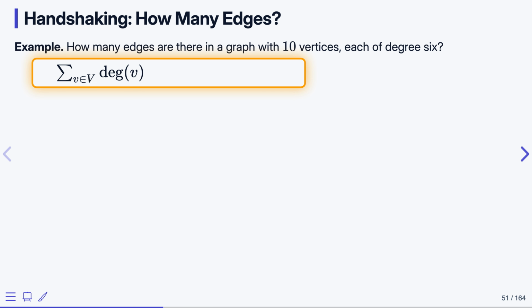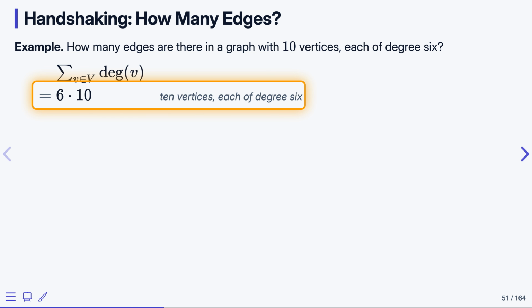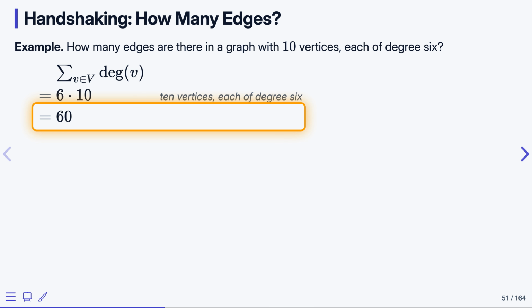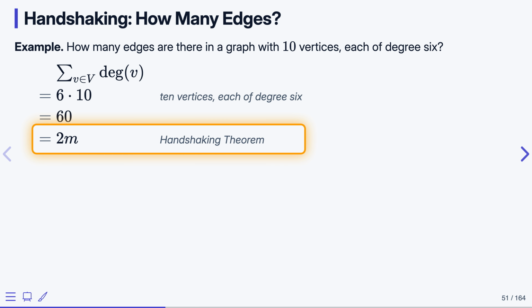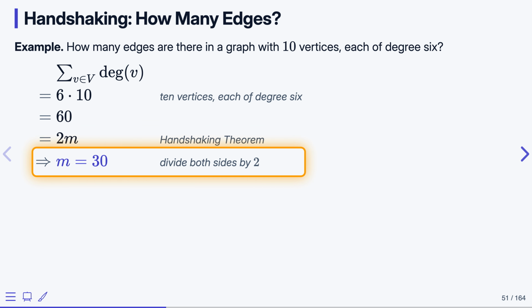Let's use the rule to count edges. Line 1. Start from the sum of the degrees, because that is the side we can work out from the question. Step 1. There are 10 vertices, and each one has degree 6, so the sum is 6 times 10. Step 2. 6 times 10 is 60. Step 3. The handshaking theorem says this same sum equals 2m. Step 4. So 2m is 60. Divide both sides by 2 and m is 30. The graph has 30 edges.